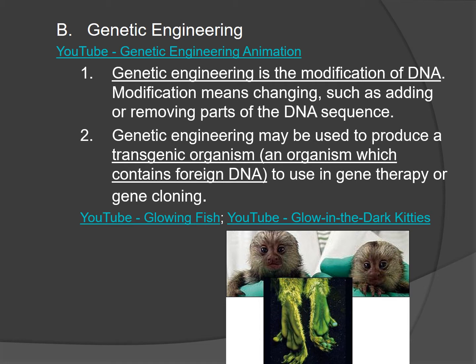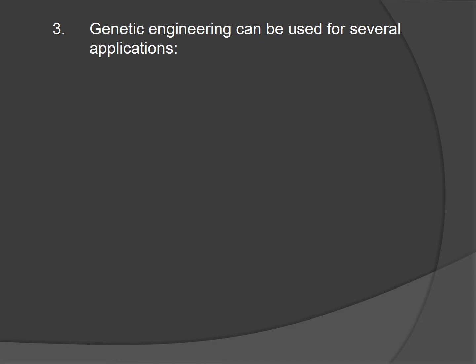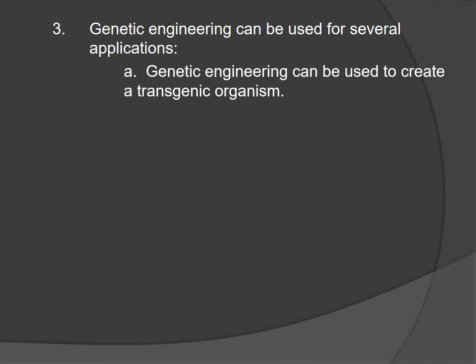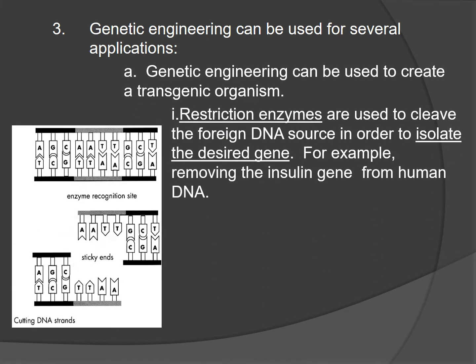There are fish that naturally glow in the dark, and so they have created a transgenic organism by taking the DNA from the glowing fish and putting it in a kitten to create a glow-in-the-dark cat. All right, so other than just for the fun, why do we create transgenic organisms? We do this for various reasons, but how do we do it?